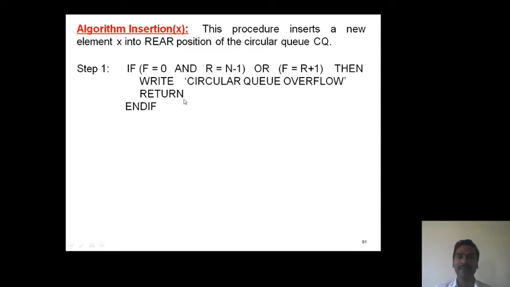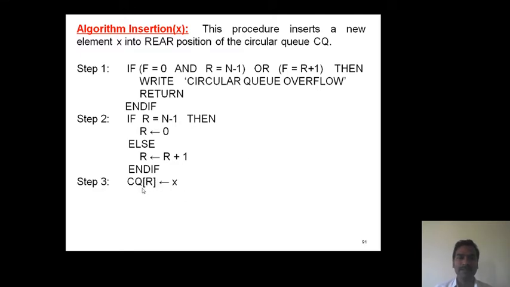Now return from the function. And if this condition is false, that means some empty locations are available. Now first we check whether R reaches the n-1 location or not. If R reaches the n-1th location, reset R value to the 0th location. Otherwise, rear is incremented by 1.